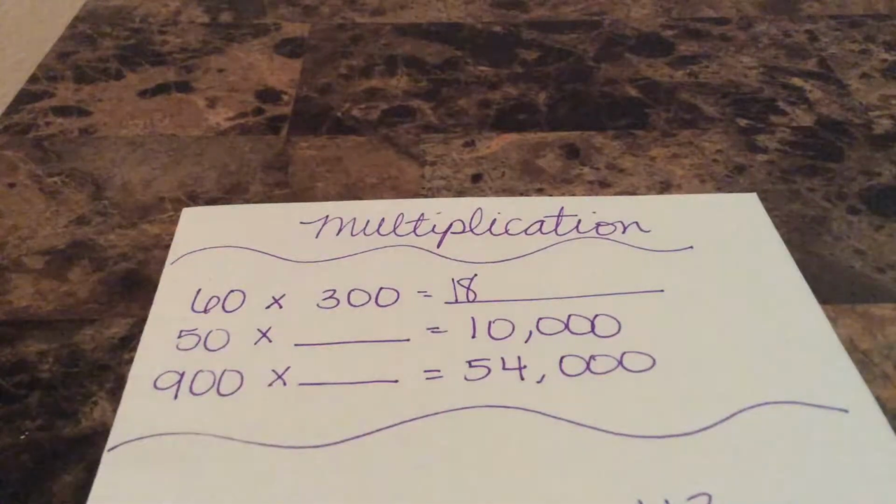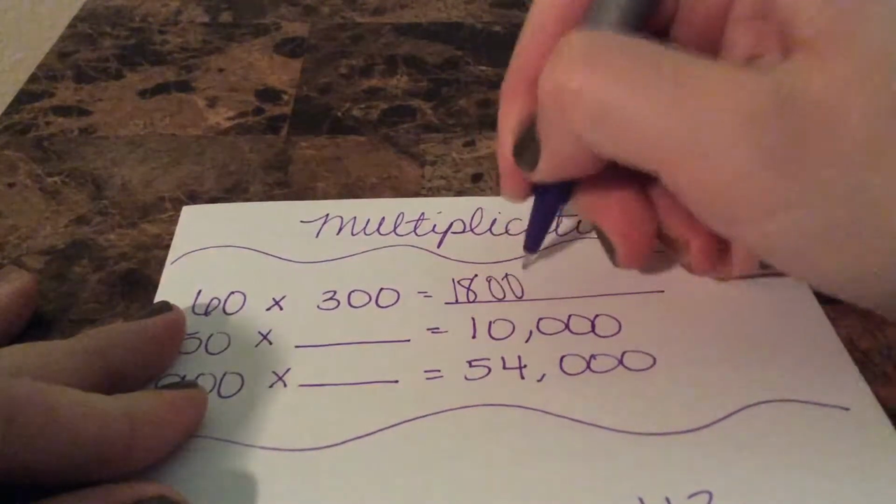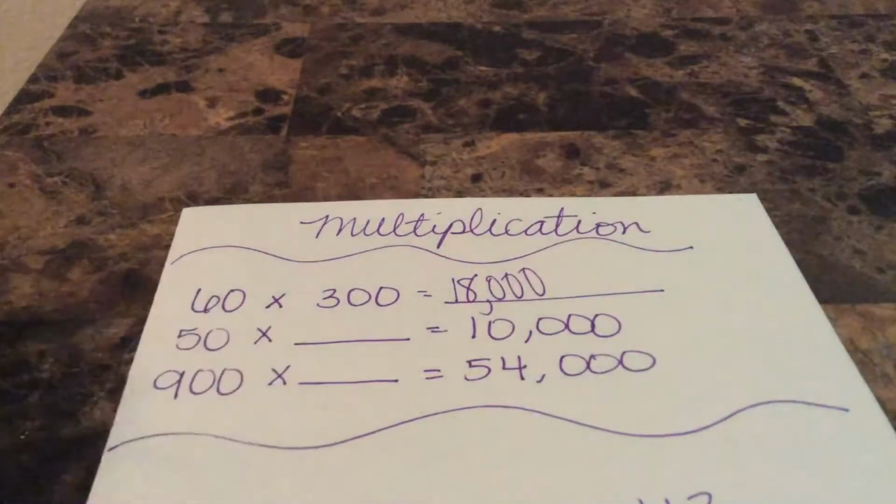And how many zeros are involved? How many powers of 10 are we shifting this number to? There's 1 zero here, 2 here, so we need 3 zeros. And then throw your decimal or your comma in.